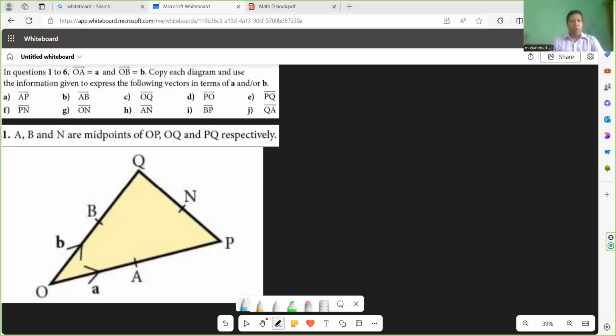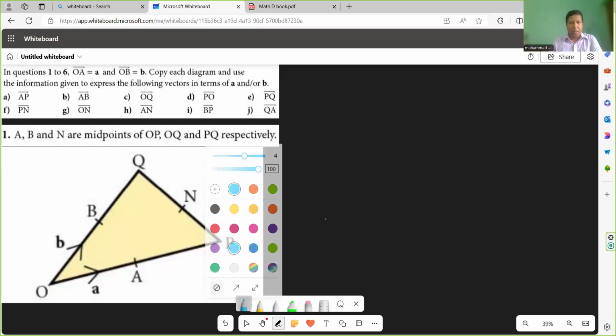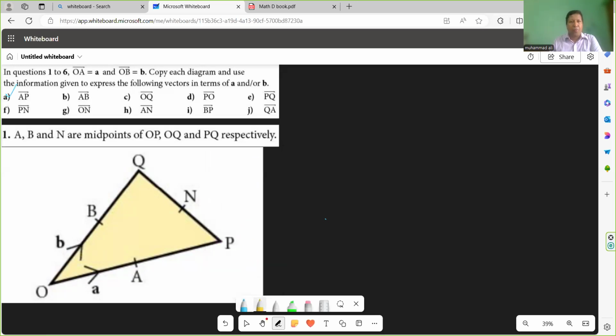In this question, OA vector equals A vector and OB equals B vector. This is the diagram. We have to find AB, AP, then AB, OQ, PO. This one we will find. And this is the question.